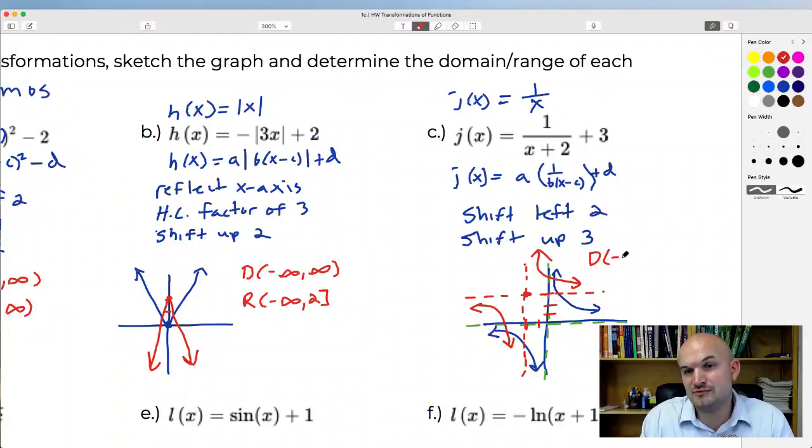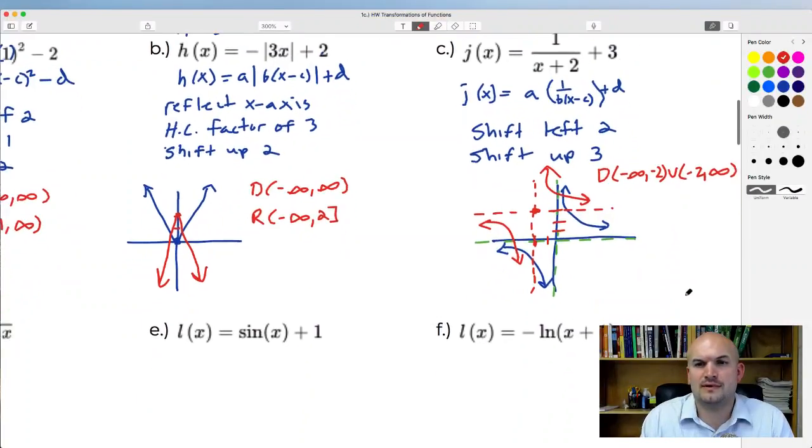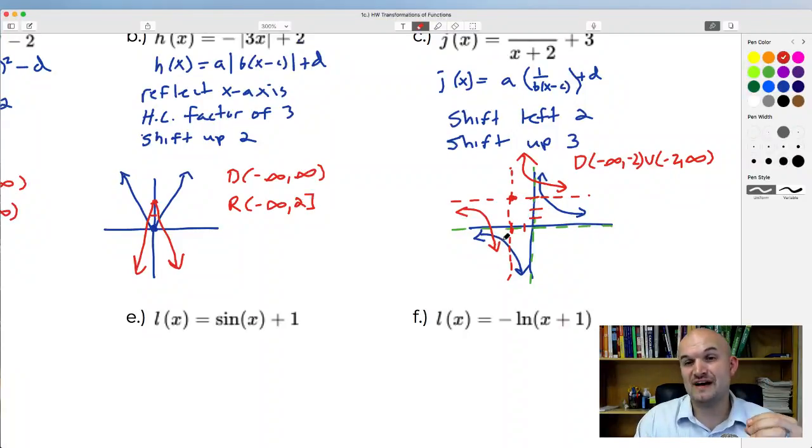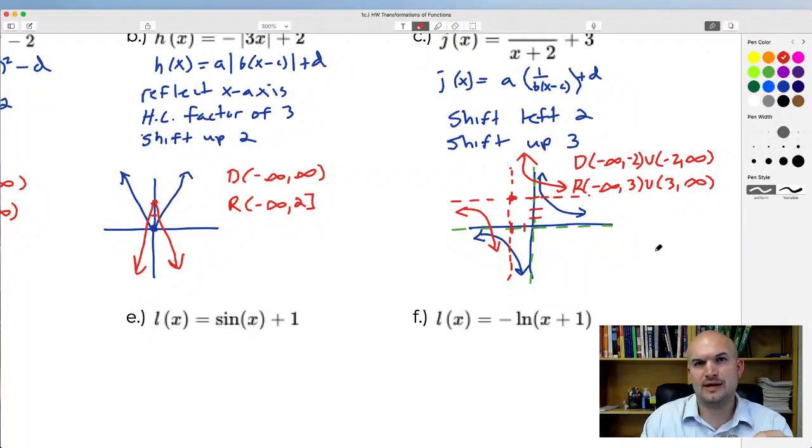In interval notation, we'd write that as negative infinity to -2 union -2 to infinity. And the range is going to be the set of all y values except for y equals 3. So for interval notation, I would write that from negative infinity to 3 union 3 to infinity. Okay.